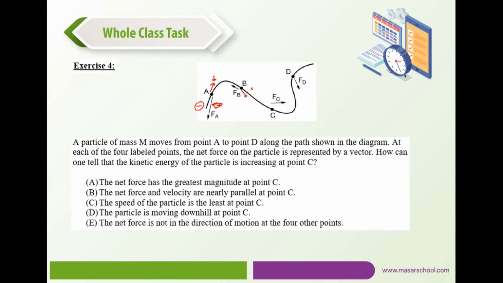The displacement here would be like this, and the displacement here would be like this, and the displacement here would be like this. Notice that for all the points A, B, and D, the displacement is opposite to the force, which means the work is negative, negative, negative, and in this one it would be positive. Positive means that we're injecting energy to increase the speed. So the net force and the velocity are nearly parallel at point C. Remember that velocity gives you the direction of motion, which is basically the displacement vector.